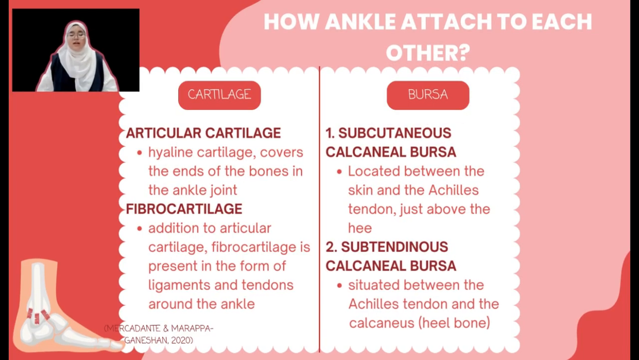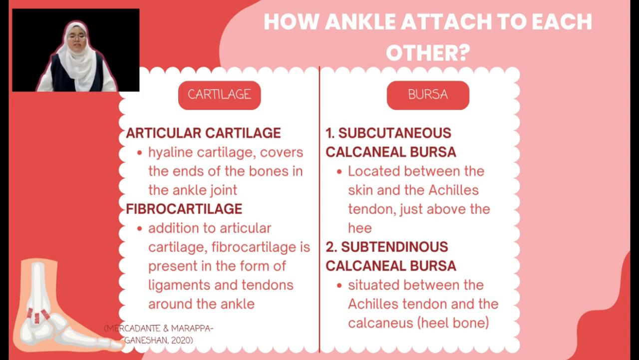Next will be the cartilage. So there are 2 types of cartilage, which are the articular cartilage and fibrocartilage. So the first one will be the articular cartilage. It is a hyaline cartilage that covers the ends of the bones in the ankle joint. For fibrocartilage, it is in addition to the articular cartilage, as I mentioned before, and the fibrocartilage is present in the form of ligaments and tendons around the ankle.